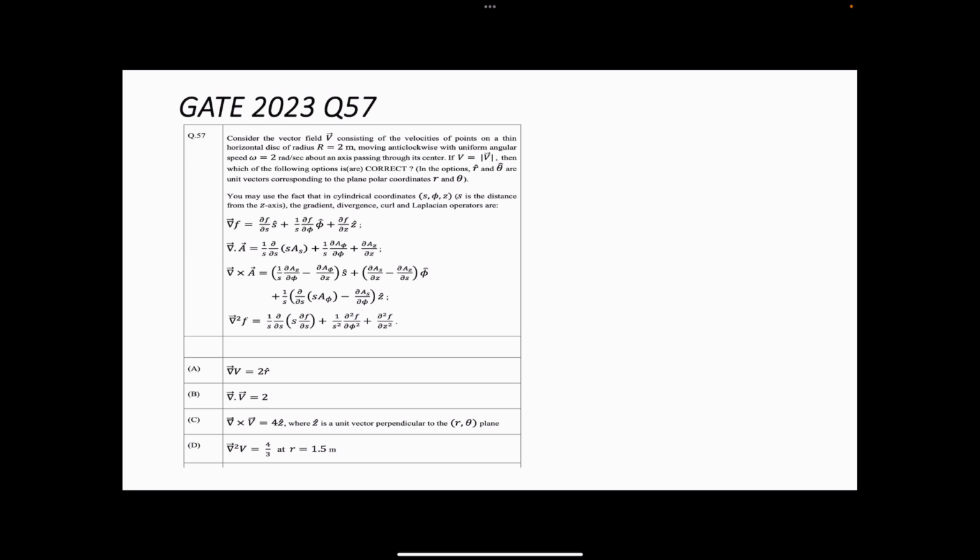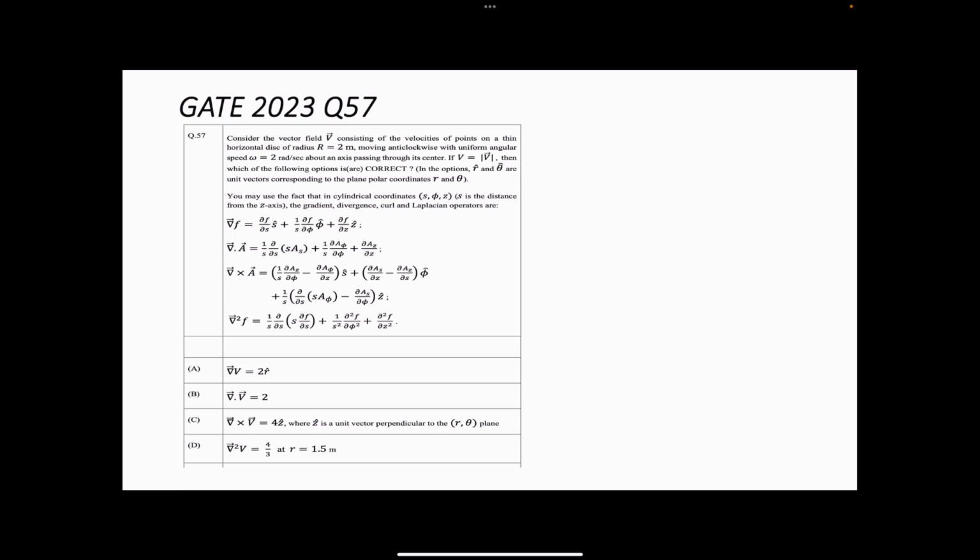Now if V is equal to some velocity modulus, that is the magnitude of the velocity, that is some speed, then which of the following options is or are correct? So it's a kind of a multiple select question. In the options, r cap and theta cap are the unit vectors corresponding to the plane polar coordinates r and theta. We may use these cylindrical coordinates, which we will use for the gradient and all those things. These are for your reference for the formulation. You can use those things. So we will see how we can get into these particular options.